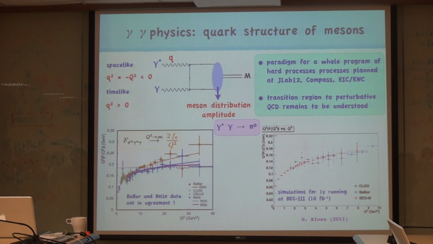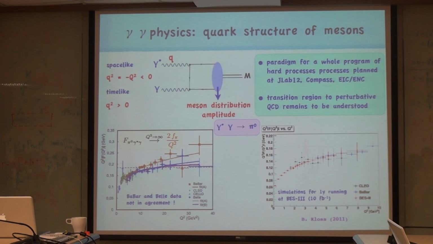People calculated, of course, this process with corrections. So when you have next-to-leading order corrections, you would have gluons here, and people did it even up to 2 loop level. Typically, what this calculation shows is that this leading order prediction will slightly go down, typically by 10% here, and then at low Q-squared, of course, there will be a bend.